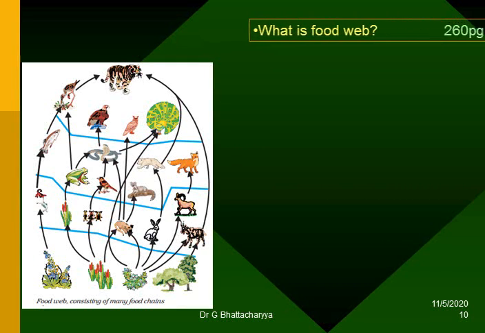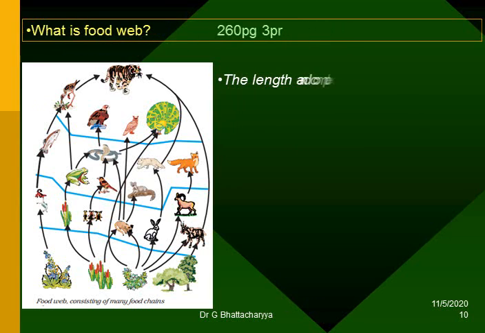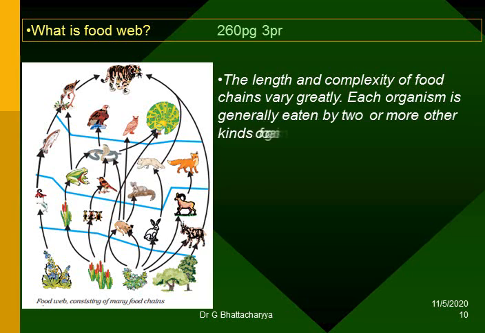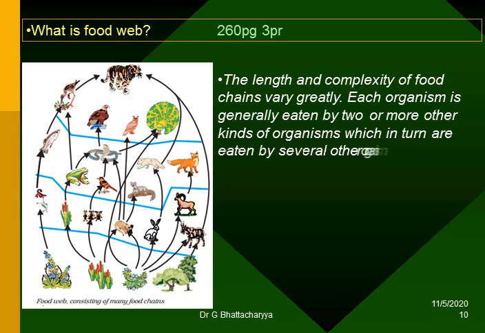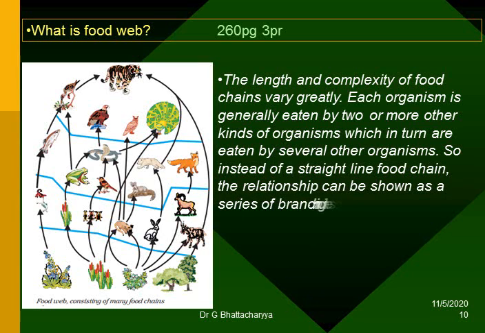What is food web? The length and complexity of food chains vary greatly. Each organism is generally eaten by two or more other kinds of organisms, which in turn are eaten by several other organisms. So, instead of a straight line food chain, the relationship can be shown as a series of branching lines called a food web.